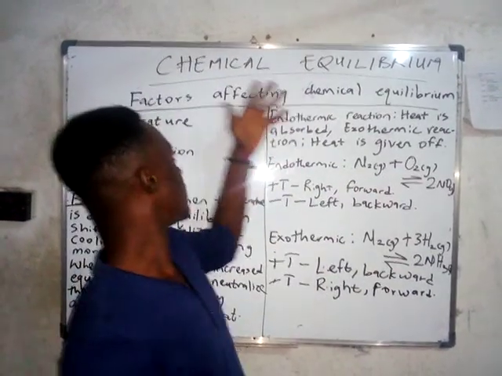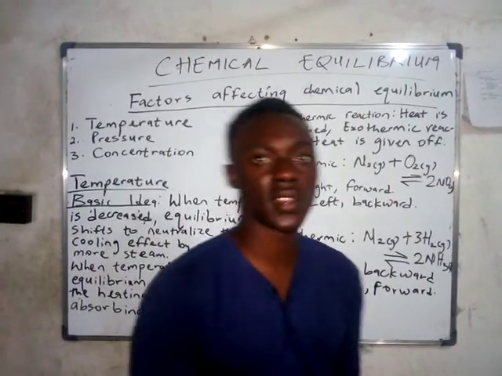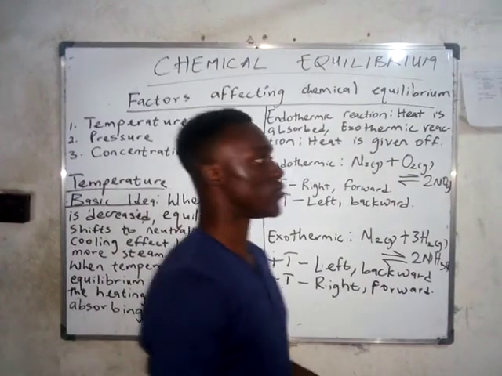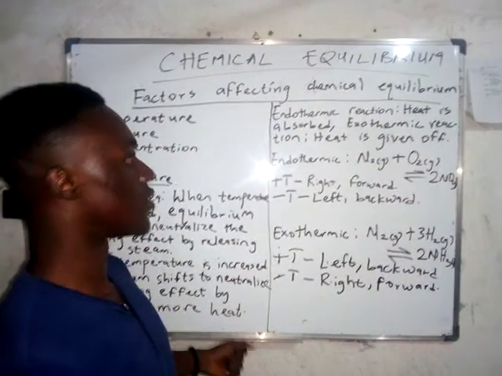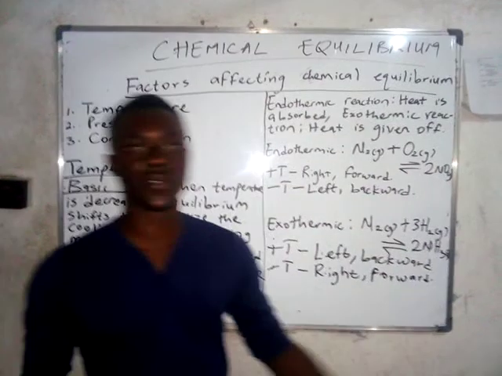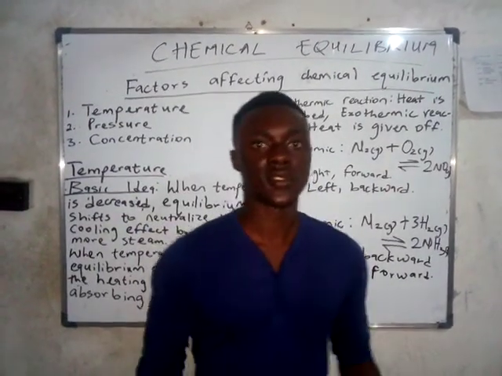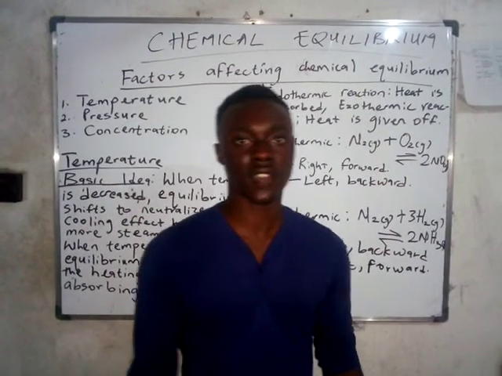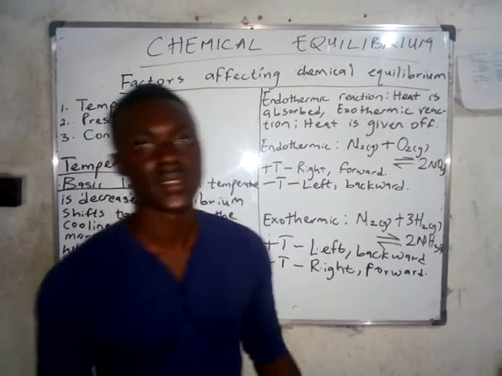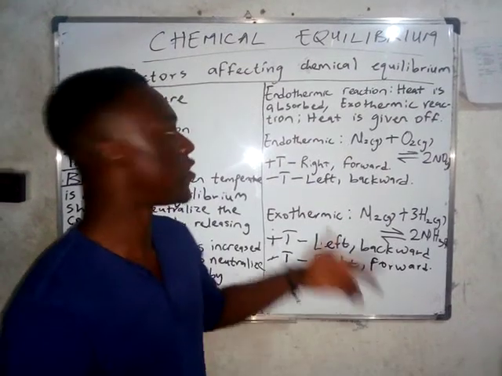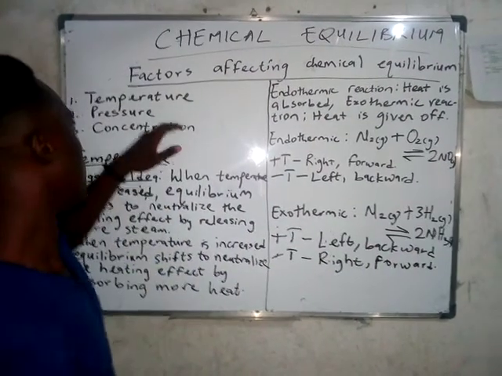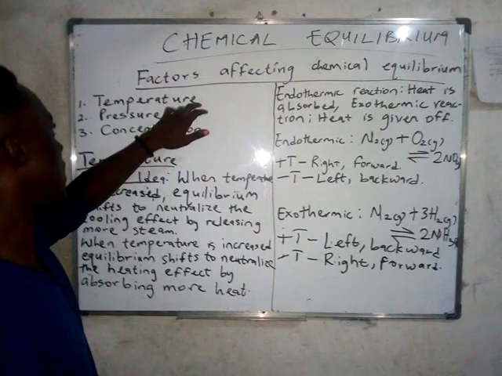Next, we're going to be looking at the factors affecting chemical equilibrium. We've been talking about the various factors that affect the equilibrium position of a chemical system or a chemical reaction. So now we're going to see those various factors and how they affect the equilibrium position of various chemical reactions. Now, the first one we have here is temperature.